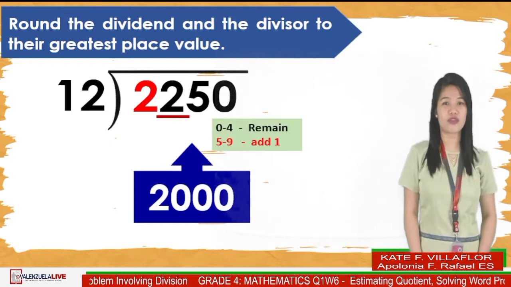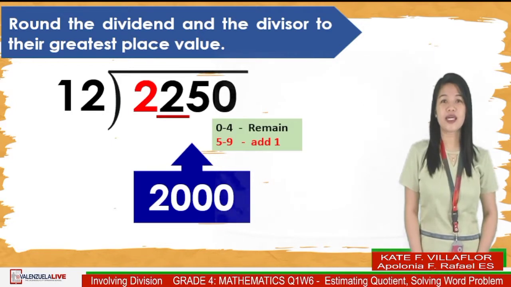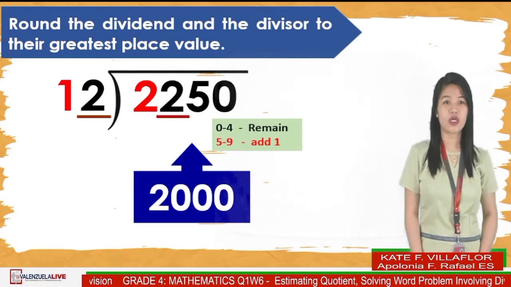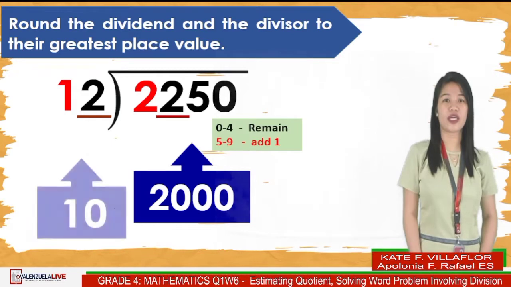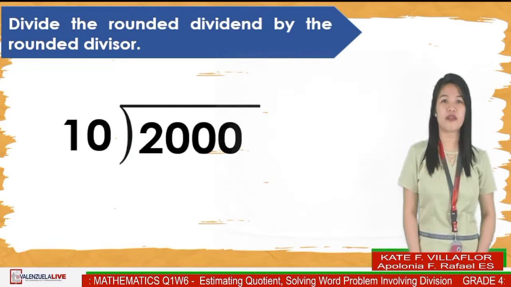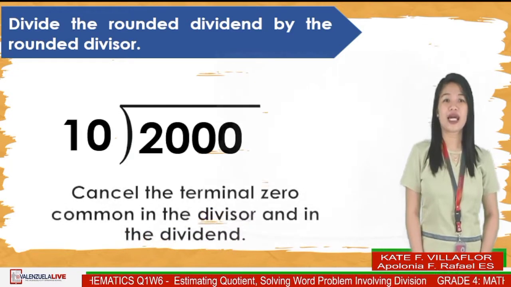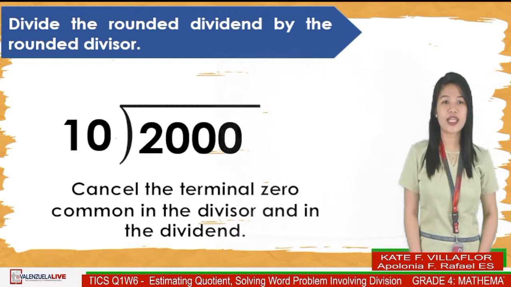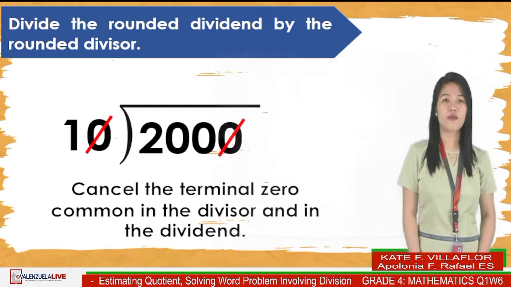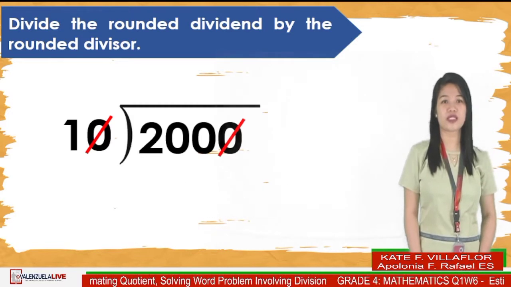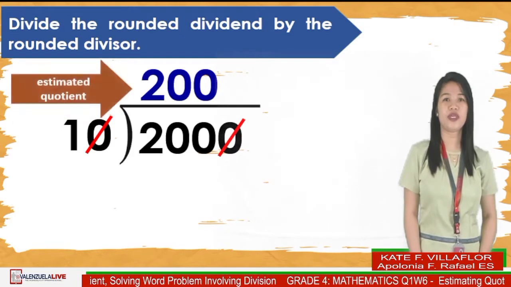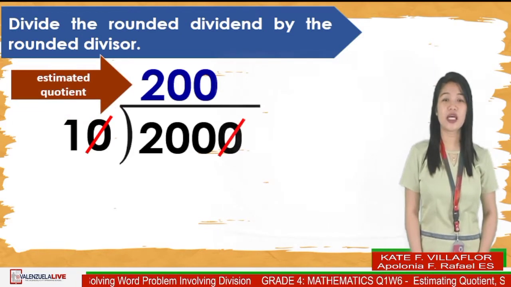Next is to round off the divisor. The highest digit is 1, and the digit to the right of 1 is 2. If we round off 12, the answer is 10. Next, divide the rounded dividend by the rounded divisor. Cancel the terminal 0 common in the divisor and in the dividend. Cancel both 0s in the dividend and divisor. And 200 divided by 1, the answer is 200. The estimated quotient is 200.